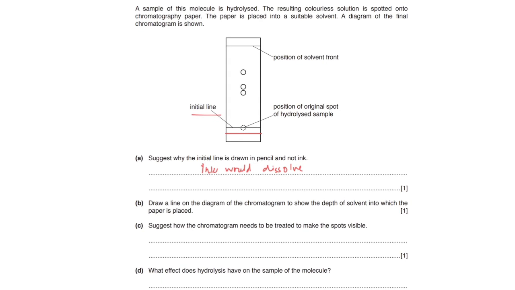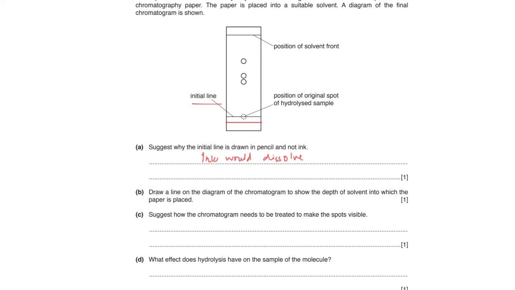Suggest how chromatogram needs to be treated to make the spots visible. See, amino acids are colorless substances, and when we discuss chromatography, we often say that chromatography is used to separate colored substances, but in some cases it can also be used to separate colorless substances like amino acids, and for that we use a substance called a locating agent. We spray the chromatogram with a substance called a locating agent, and these invisible spots become visible. So how the chromatogram needs to be treated to make the spots visible? We actually use a locating agent.